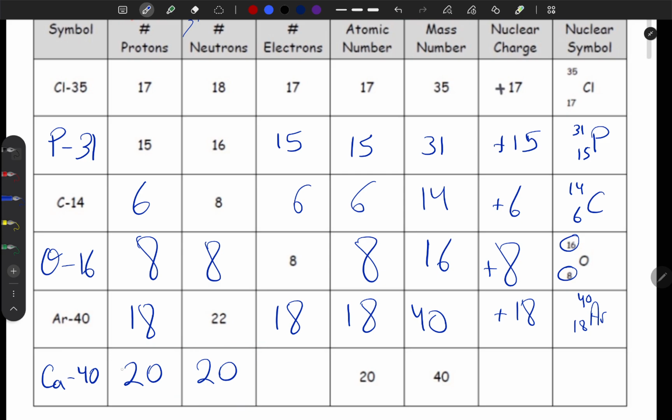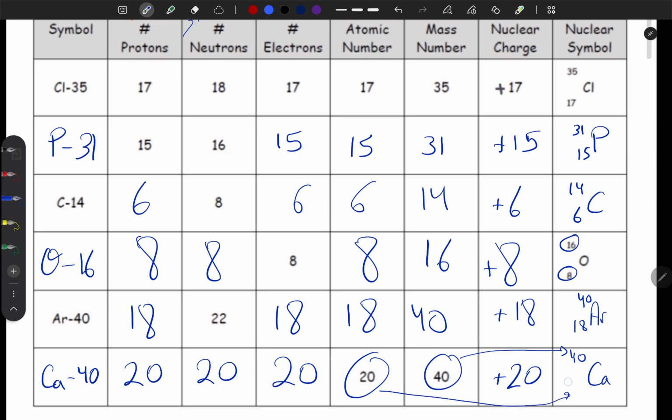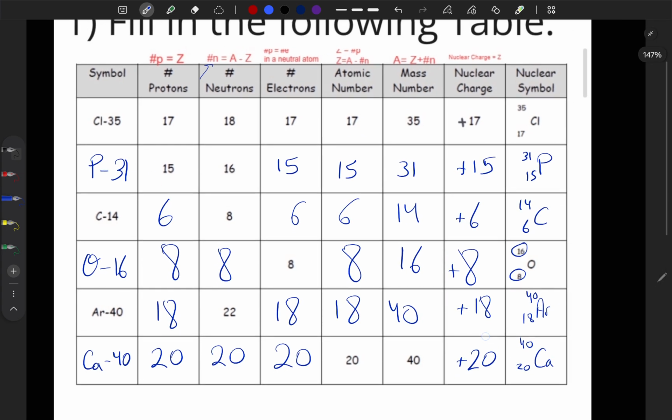Number of electrons, given that this is a neutral atom, then the number of electrons will be based on the number of protons, and that's going to be 20. And the nuclear charge is also based on the number of protons, so it's going to be positive 20. And finally, the nuclear symbol, we know that it's calcium, we know that the mass number is 40, and we know that the atomic number is 20. So this is our nuclear notation. And that's it. This is how we are able to fill in this table.